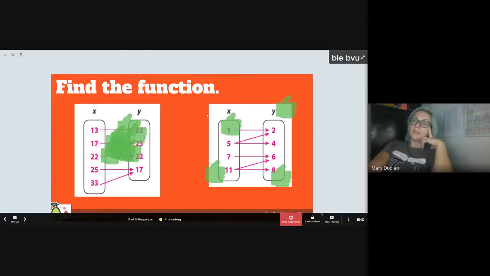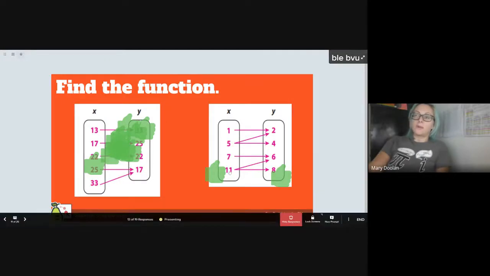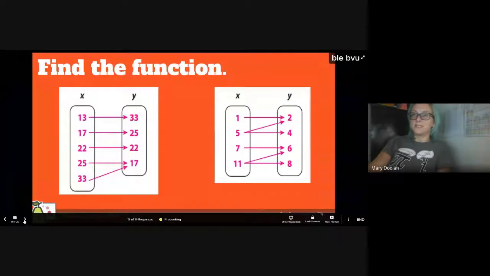If I look at this graph, this mapping diagram, 5 maps to 2 and 5 maps to 4. So right there it fails, and it is not a function. I have a repeated x value. It says I have the ordered pair of 5, 2 and the ordered pair of 5, 4. I can't have a repeated x value like that. Also, it fails because of 11. I have the ordered pair 11, 6 and 11, 8. That is also not okay. So the one on the left is correct.